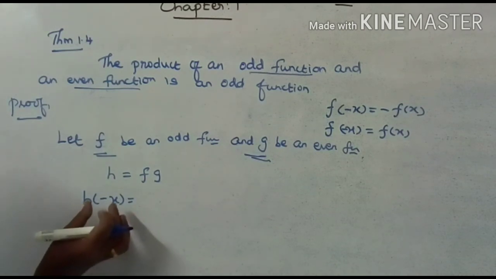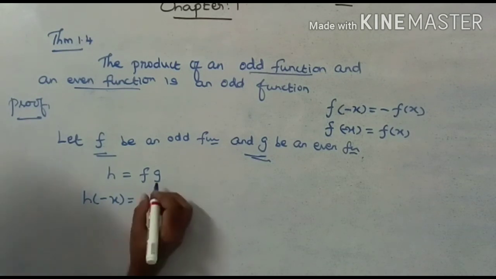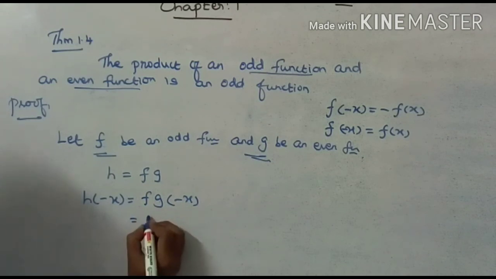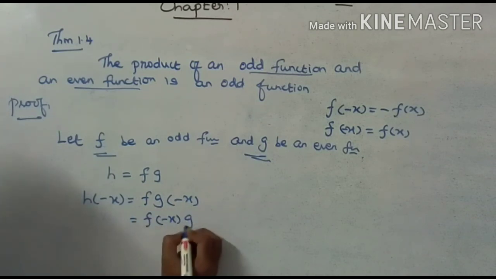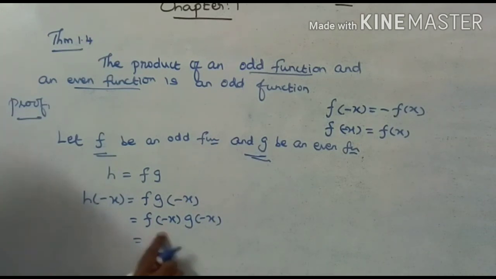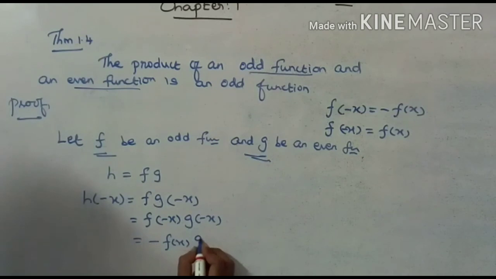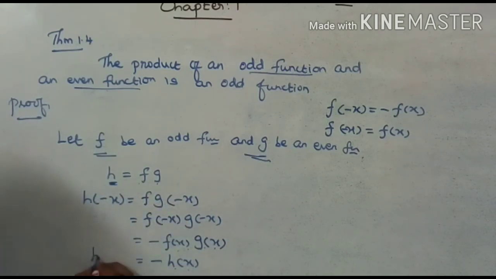So h of minus x is equal to (fg) of minus x. Multiply minus x into each element, so f of minus x into g of minus x. But f is an odd function, so f of minus x is minus f of x. g is an even function, so we get positive g of x. So h of minus x is minus f of x into g of x. f of x into g of x is h of x, because h is fg. So h of minus x equal to minus h of x.